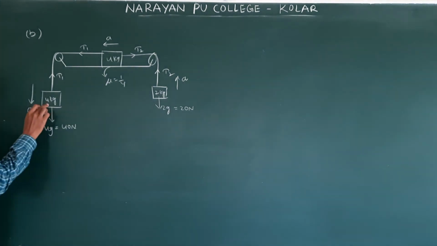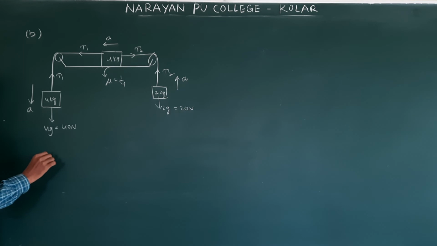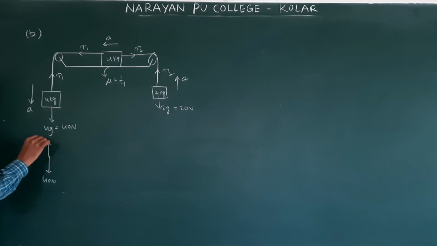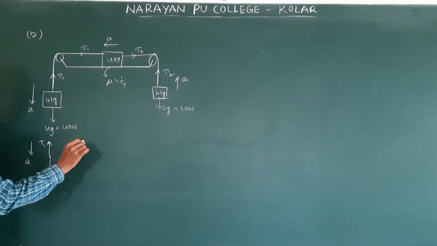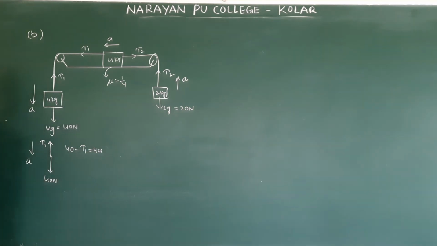Free body diagram for this block: 40 Newtons acting downwards, tension T1 acting upwards, body accelerating downwards. So we can write 40 minus T1 is equal to 4A.